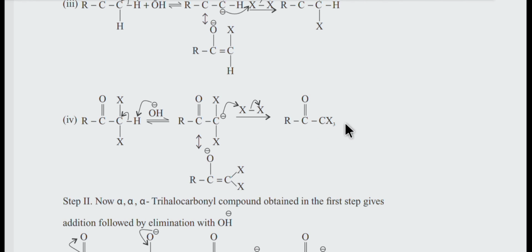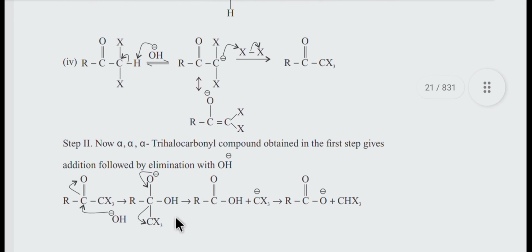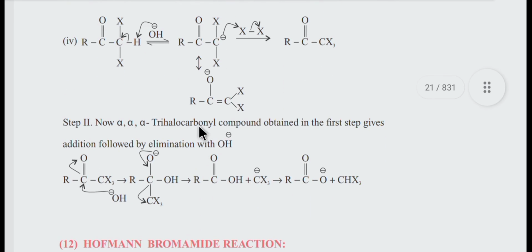alpha, alpha trihalocarbonyl compound. So now starting the second step, the alpha, alpha, alpha trihalocarbonyl compound obtained in the first step gives addition followed by elimination with OH. Now once again this trihalocarbonyl that was produced in the first step, here this CX3 is to some extent less stable, while another stable compound can be produced.